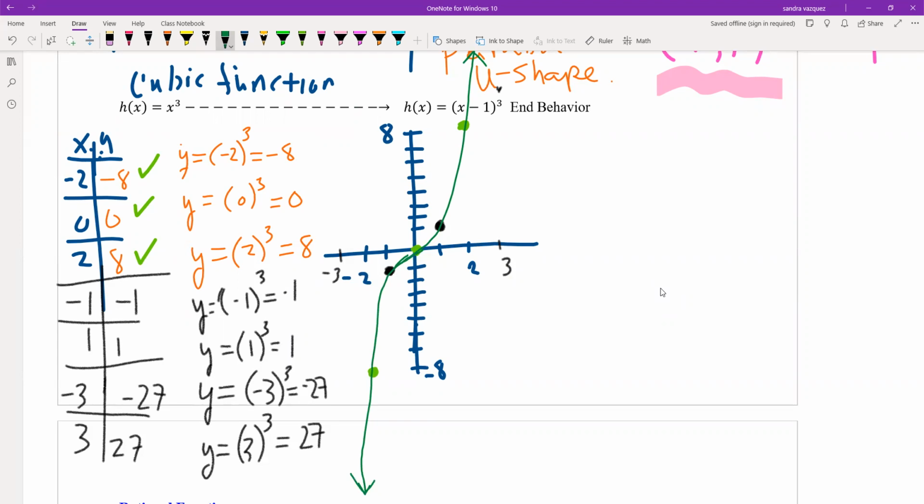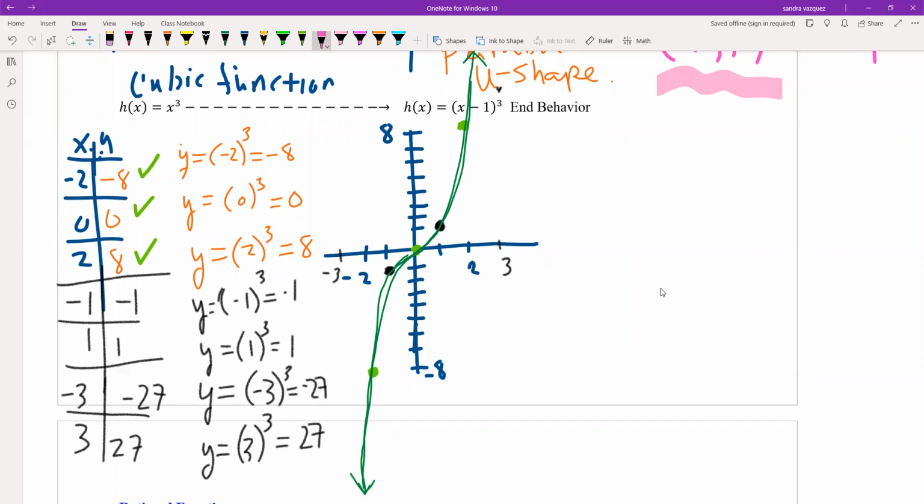In your paper, it should be better. I call it the snake shape because, to me, in my eyes, it looks more like a snake, but it's up to you. Okay, but it's called the cubic function. This will always be the graph of x to the third power. Okay, what about the end behavior?